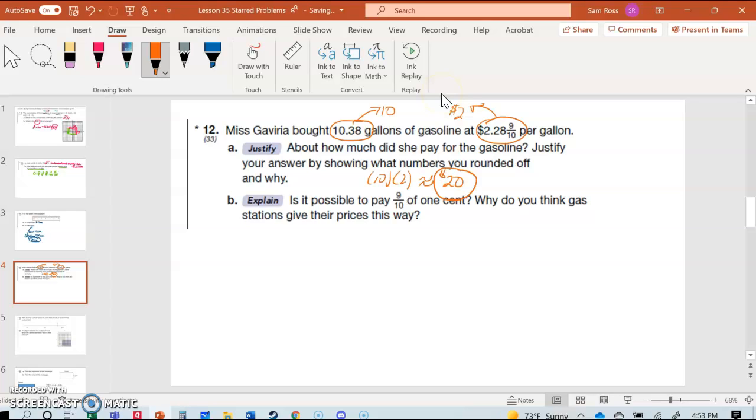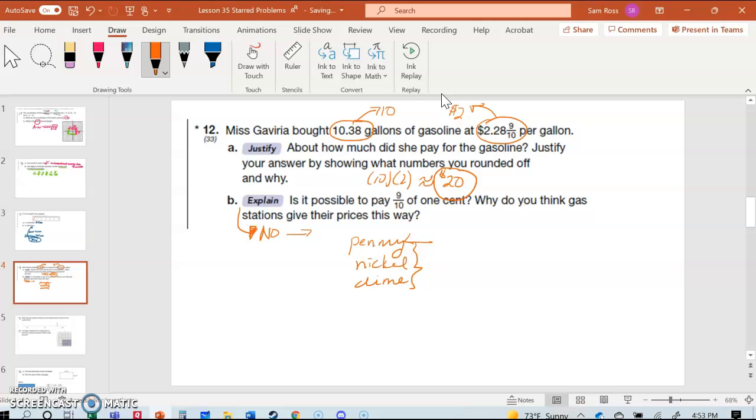And then B is an interesting question, and I've gotten a lot of different answers to this question over the years. Is it possible to pay 9/10 of 1 cent? No, it's not. We don't have that in our money. We have penny, nickel, dime. These are the combos here. We don't have parts of a penny, right?